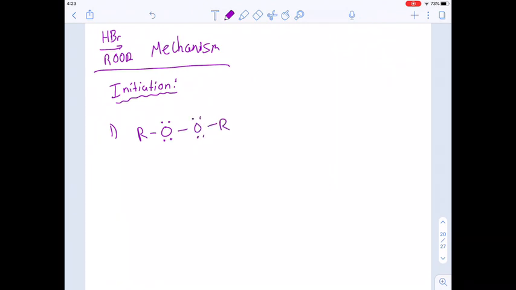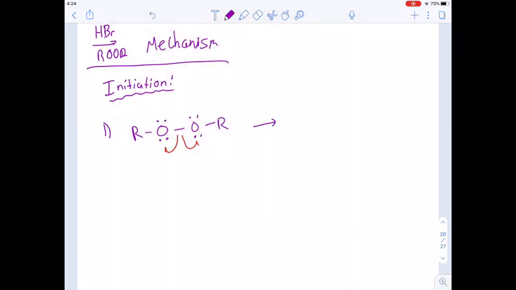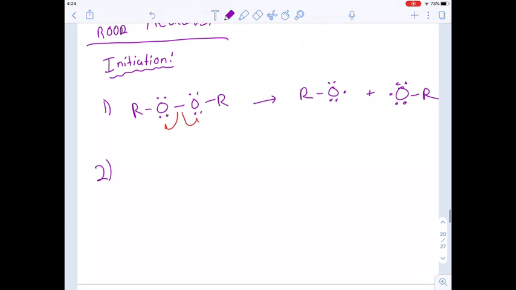Okay, so the first step of initiation, you're going to generate alkoxy radicals. So I'm using R, but in place of R, you can use any carbon chain. What's going to happen is one side is going to take a radical and the other side is going to take the radical. So your product will be two alkoxy radicals.